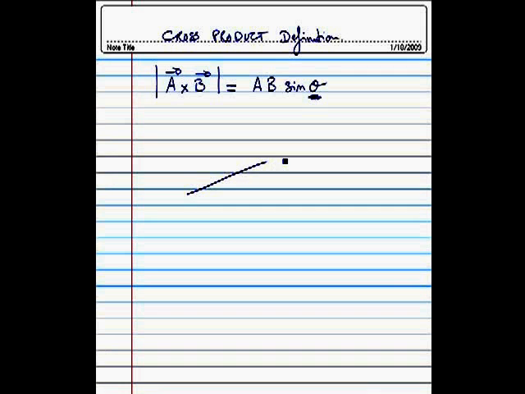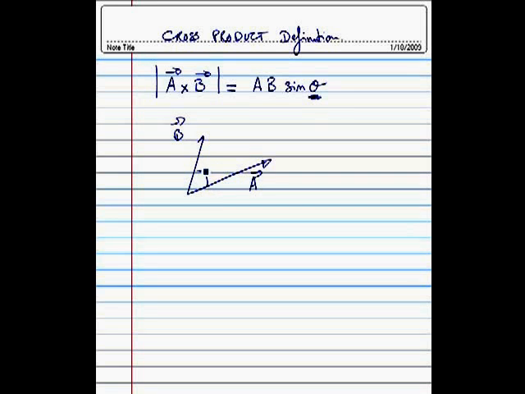Graphically it's also a little bit different. So similarly, this is the angle between the two vectors. If A is here and B is here, this is theta, and the magnitude of the cross product will be the magnitude of A times the magnitude of B times the sine of the angle between A and B.